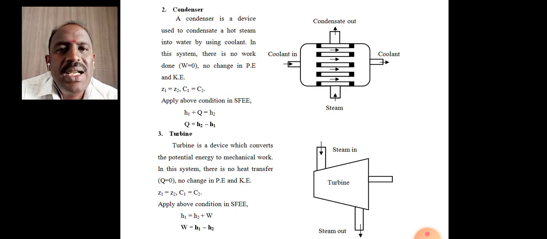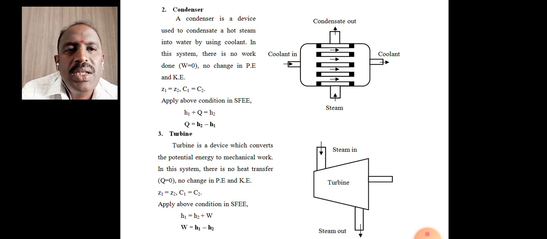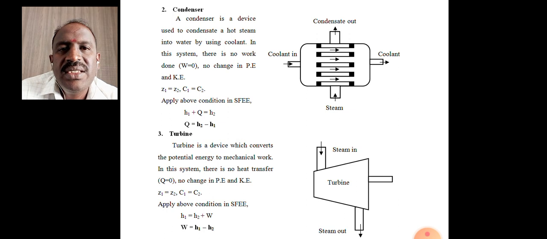Similarly, for your condenser, the condenser is a heat extractor, so that means the steam will be converted into condensate with the help of the cooling water. Here, same thing, the condenser will be kept at the same datum height, so Z1 and Z2 are the same, and the velocity throughout the condenser is constant, so C1 equals C2. The condenser is a heat exchanging component, so we are going to calculate the Q value, so that W will be 0 here.